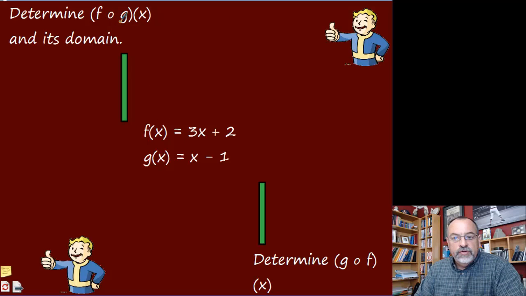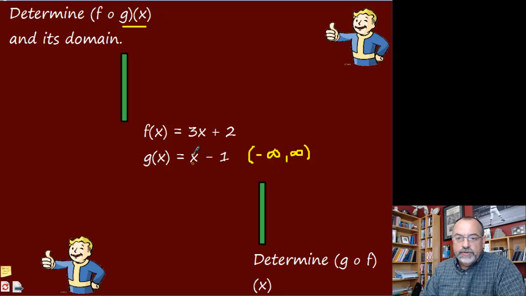We're going to do f composed with g of x first. Again, the inner function's domain is what we're interested in when we get to the new function, so let's determine that domain first. The domain of g of x, because there's no denominator and no radicands, is all real numbers. So we will consider that domain once we compose.